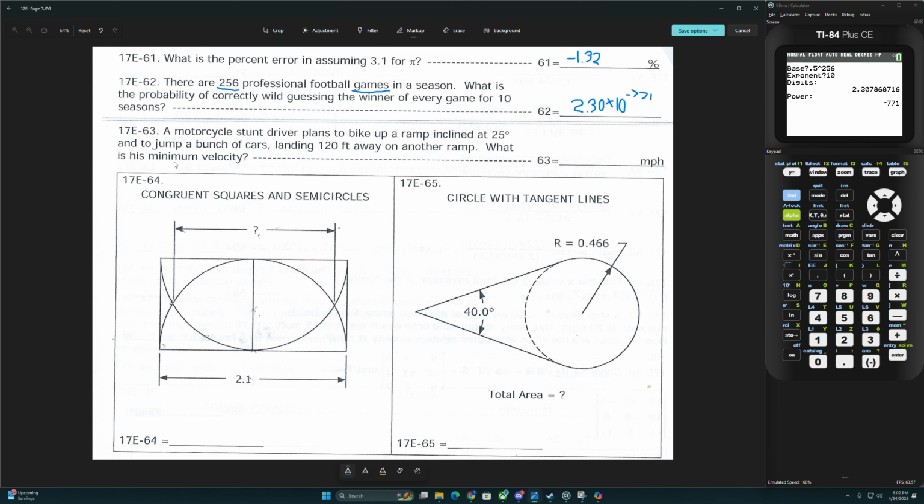Okay. A motorcycle stunt driver plans to bike up a ramp inclined at 25 degrees and to jump a bunch of cars, landing 120 feet away. What is the minimum velocity? Okay. I know I've been talking a lot about numbers you need to memorize. For trajectory, 45 degrees is the perfect number. If you only know one angle for the trajectory program, it would be 45 degrees, right? That is the perfect arch, basically. That's the perfect angle for something to be thrown at, in terms of speed, in terms of distance, all of that.